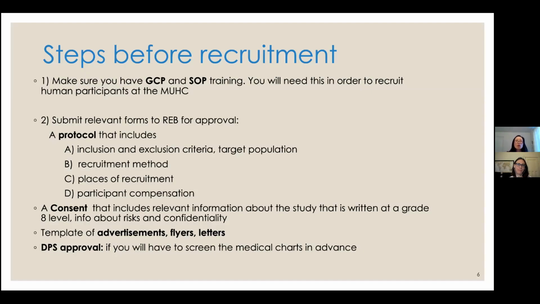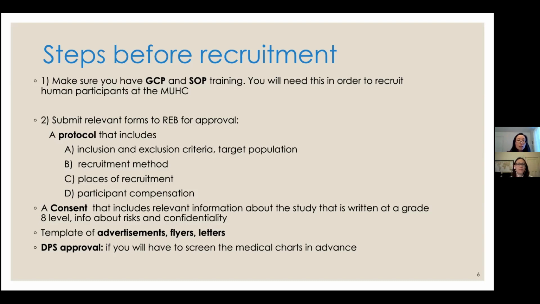So the steps before actual recruitment, make sure that you have your GCP and SOP training. At the MUHC, you have to have those certificates in hand before you can actually recruit human participants. Of course, you have to submit the relevant REB forms, like the protocol that includes inclusion and exclusion criteria. You talk about, of course, your target population. What is your recruitment method? Places of recruitment, participant compensation as well.